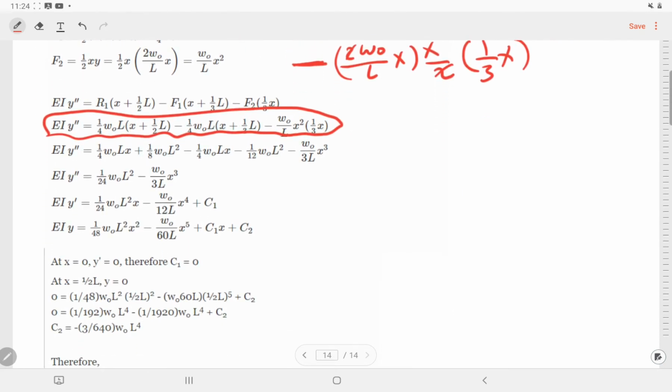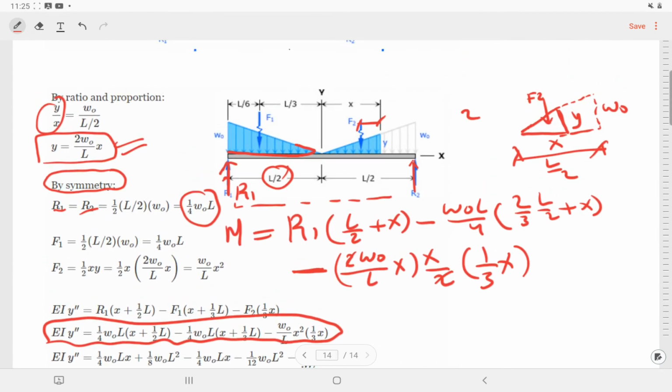Then we need to make integration. So the integration is, we're going to integrate for the first and the second. So we have c1 and c1x, and then c2. To find c1 and c2, we need boundary conditions.